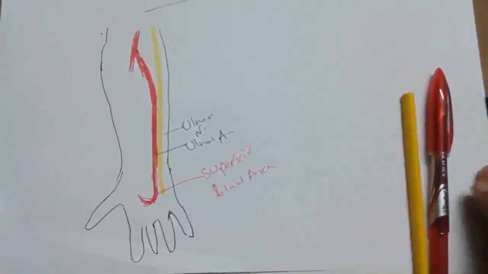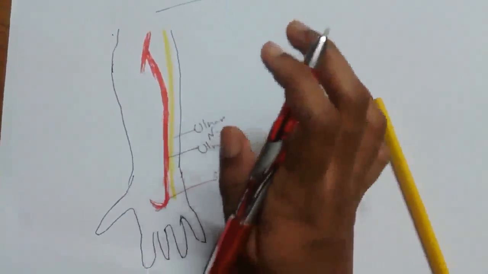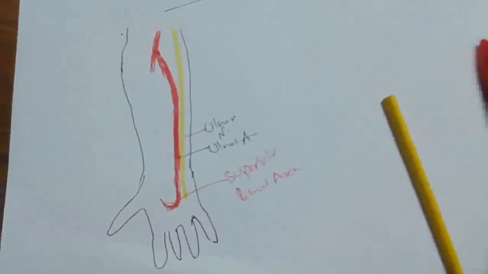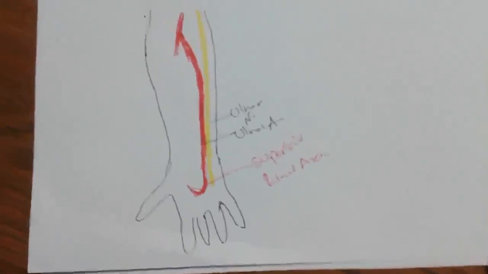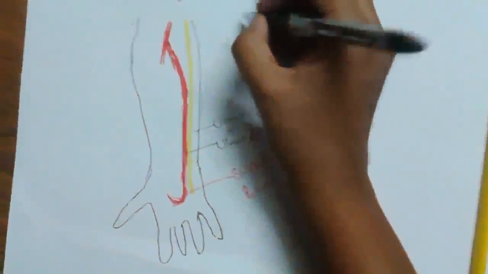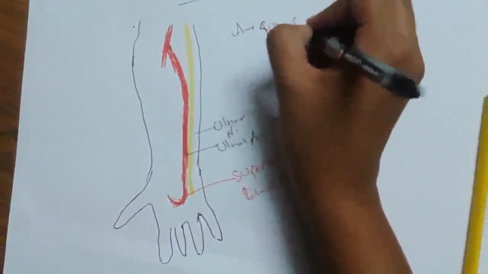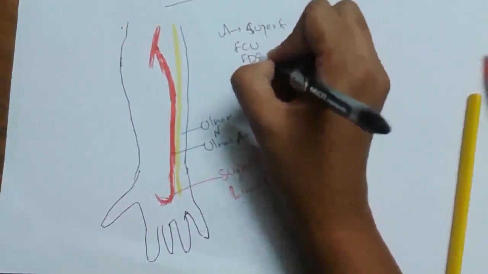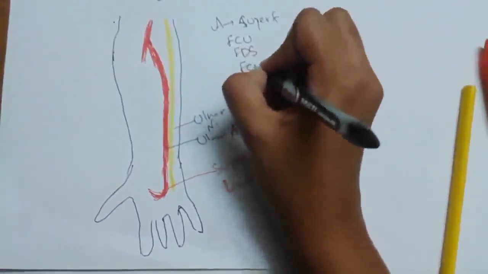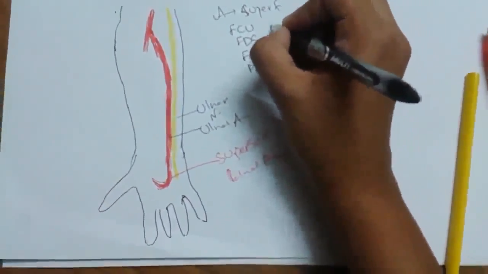You can easily find it, as it lies medial to flexor carpi ulnaris. That is the position of this ulnar nerve. So you can find out the relations very easily. If you come to the relations, anteriorly all superficial muscles. You know the superficial muscles? Flexor carpi ulnaris, flexor digitorum superficialis, flexor carpi radialis, palmaris longus, and one which I missed is pronator teres.